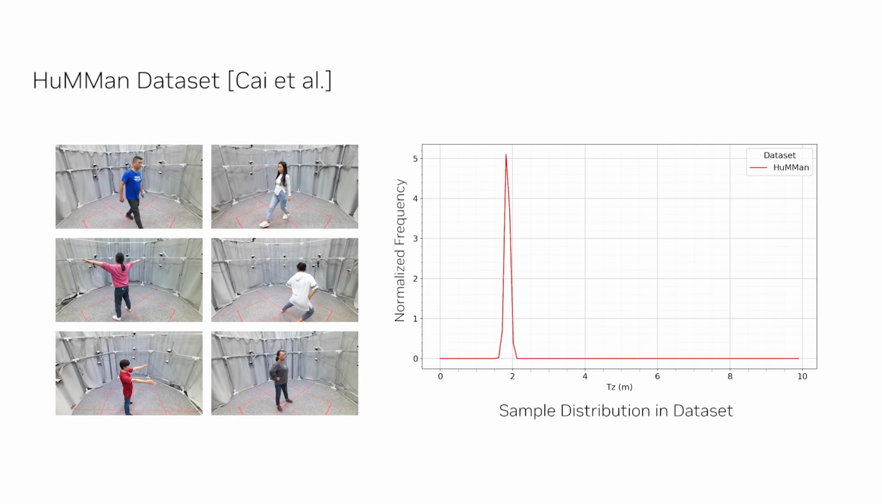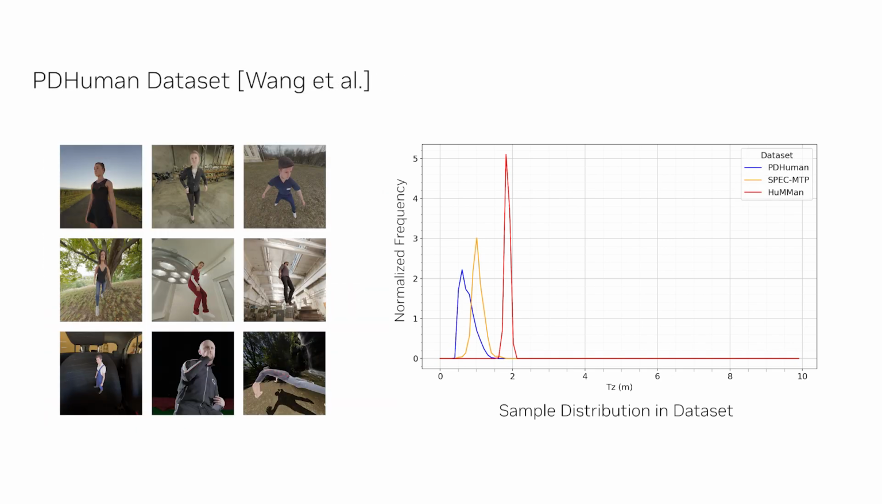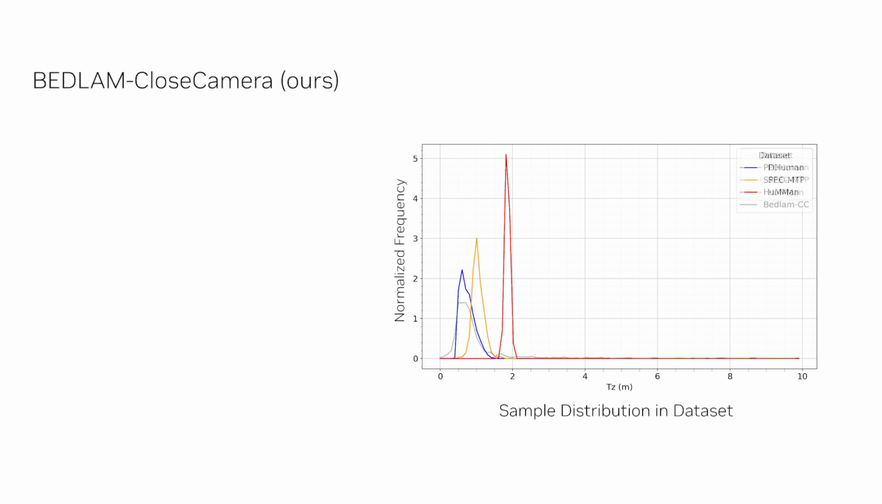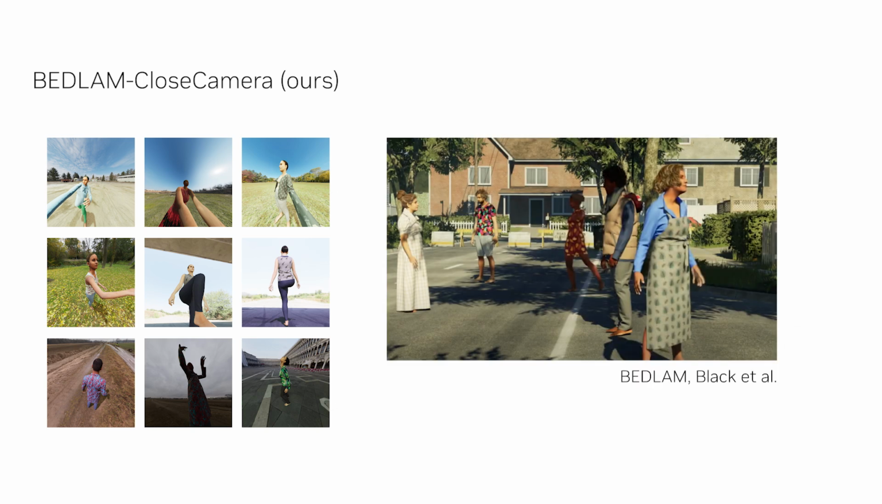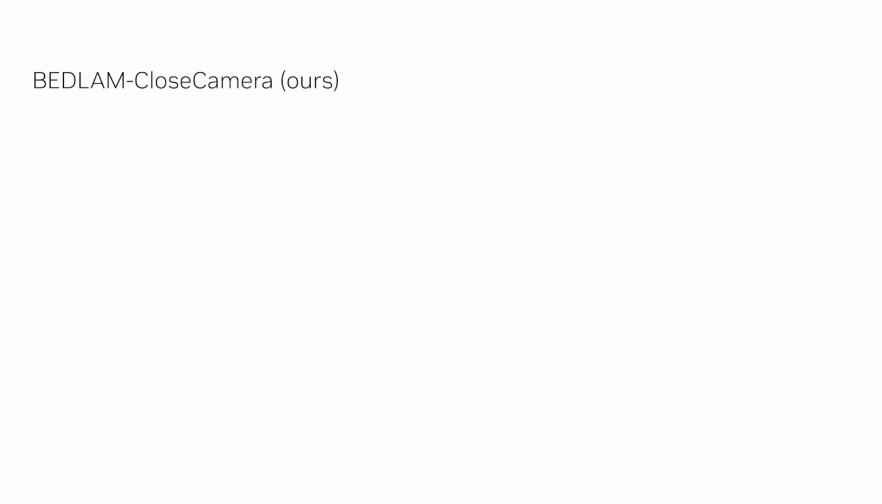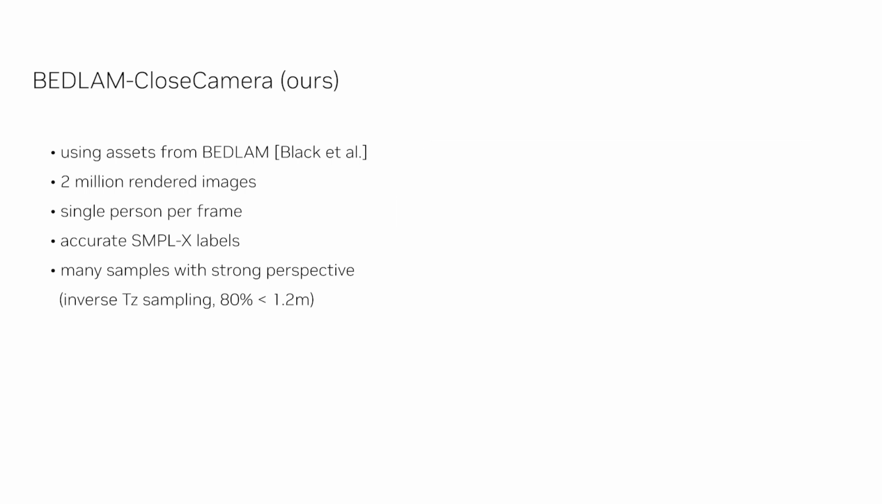Existing labeled datasets for human mesh recovery lack close-range images with strong perspective distortion. To augment them, we created a new large-scale synthetic dataset with 2 million images tailored to this task. We use assets from the BEDLAM dataset and therefore call our dataset BEDLAM Close Camera, or BEDLAM-CC for short. For our dataset, the distance between person and camera is sampled using an inverse TZ weighting to generate more close-up samples that are especially challenging for estimators due to the higher amount of perspective distortion.